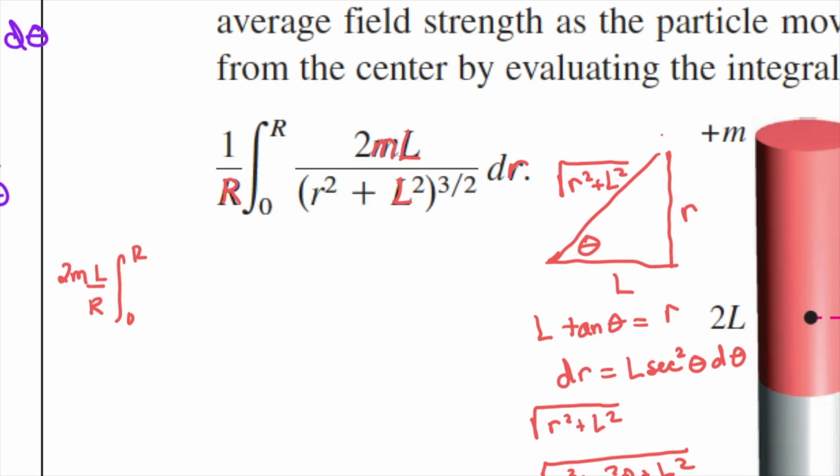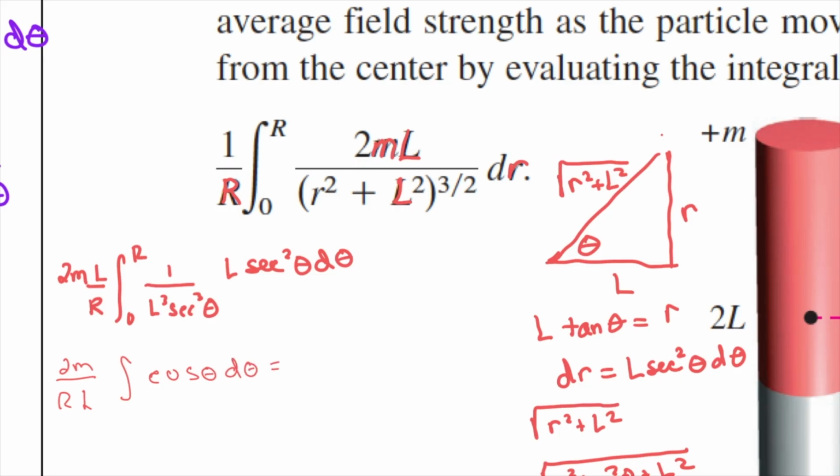When we substitute, we have 1 over the square root of r squared plus L squared, cubed, which gives us an L cubed secant cubed theta. dr was L secant squared theta d theta. So we're left with 2m over R. One of our L's will be remaining in the denominator. Then we have the integral of the cosine theta d theta. And the antiderivative of cosine is going to be sine. So we have 2m over RL times the sine of theta.